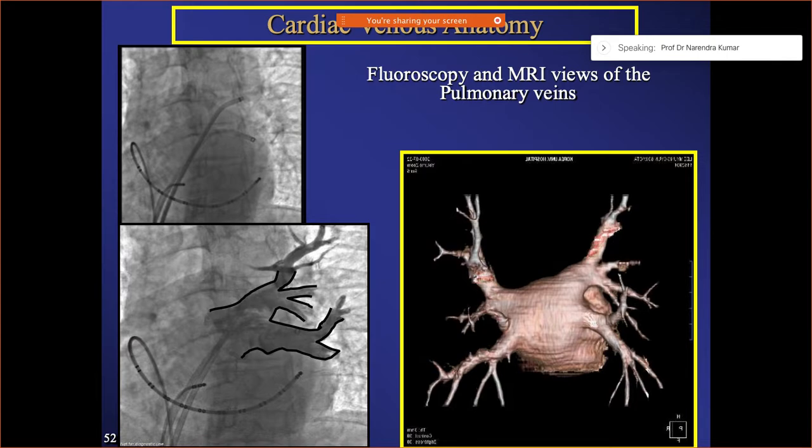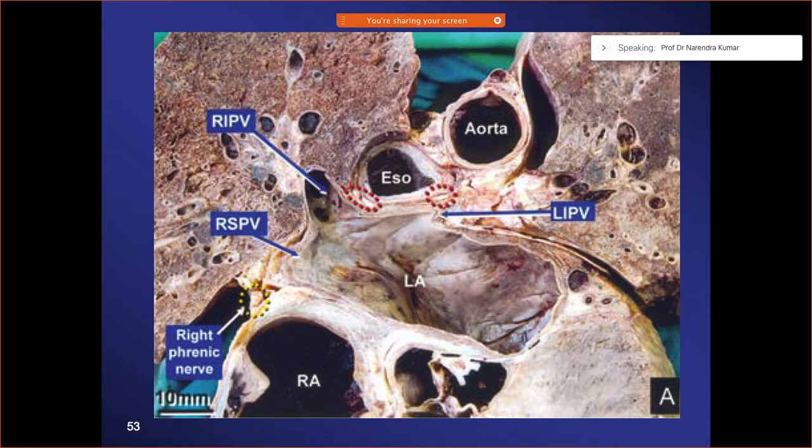So that's why, before the procedure is done, a good image should be taken of the pulmonary veins to avoid confusion, unless one is really confident, of course.